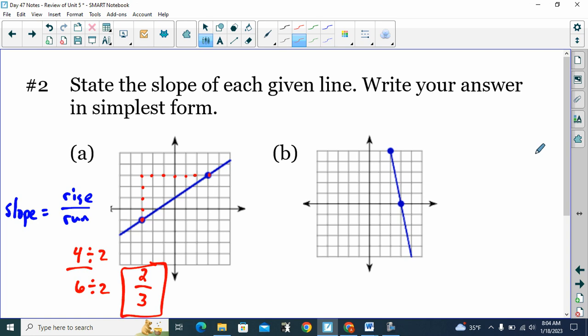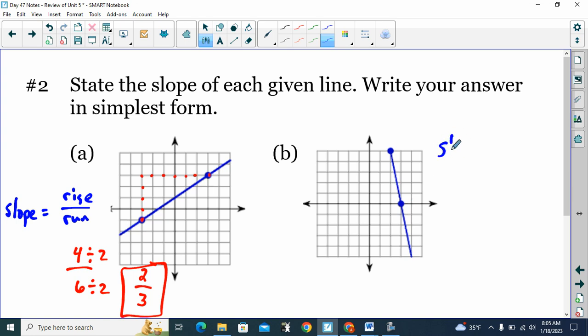Part B, similar problem. We're given different points. This point is at 2, 5, and this point is at 3, 0. We have points at 2, 5 and 3, 0. We are asked to find the slope.